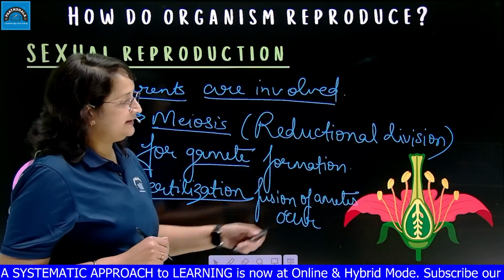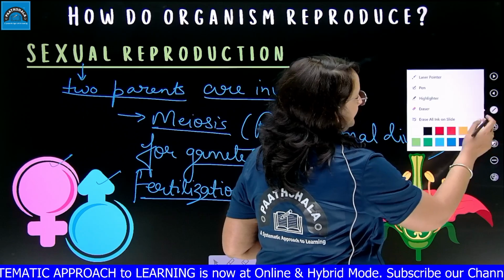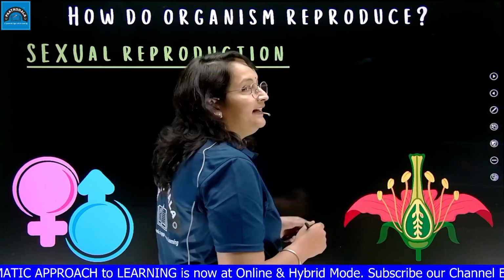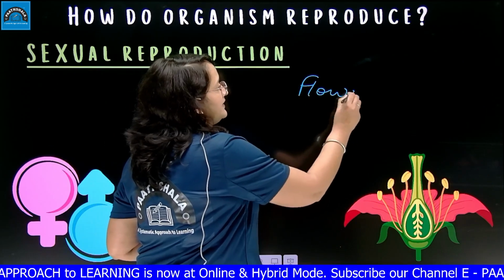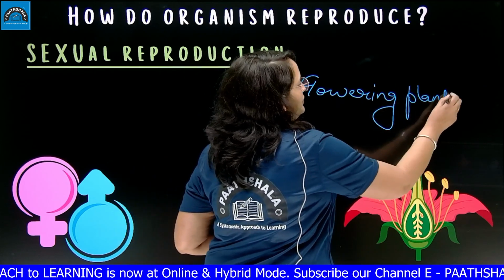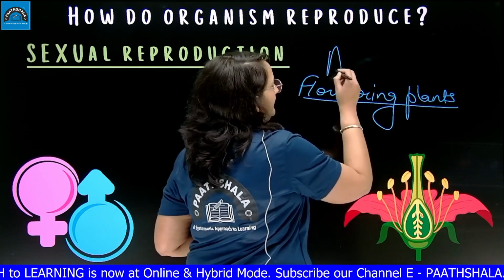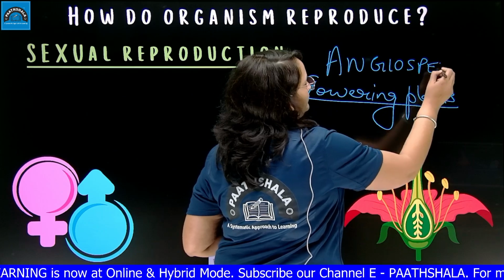Now, in the mode of sexual reproduction, we will first start with the flowering plants. As you can see here, the picture of the flower. I hope you all remember this picture. In this picture, you can see a flower, and those plants which have flowers are called angiosperms. Angiosperms are the flowering plants.